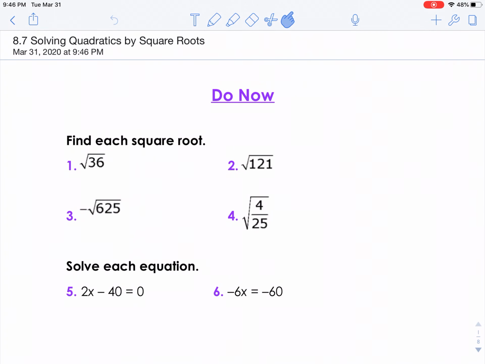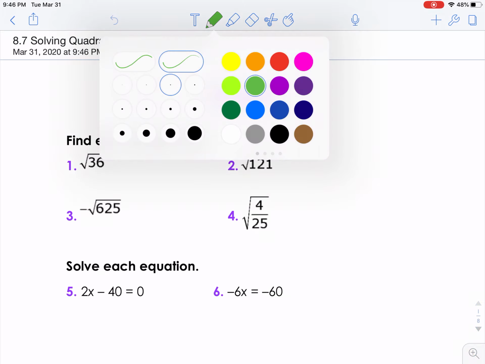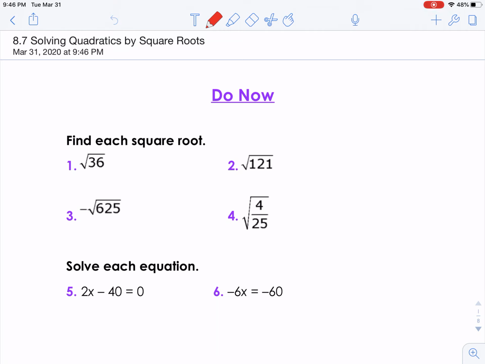All right, everyone, lesson 8.7, solving quadratics by square roots. So here's a do now slide where everyone should answer these questions. You should know your perfect squares. You should know how to find square roots. Square root of 36 is 6, right? Square root of 121 is 11.